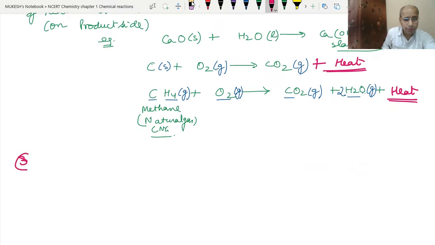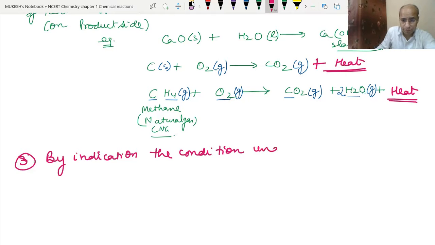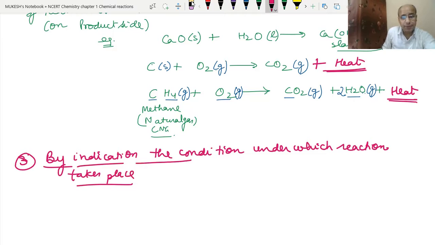See, the third one, by indicating the special conditions, by indicating the conditions under which the reaction takes place. Okay, what are these conditions under which the reaction takes place? Suppose we are giving heat from the outside, we are maintaining a certain temperature, we are maintaining a certain pressure, or we are using some special substance which works as a catalyst. So there can be many things.